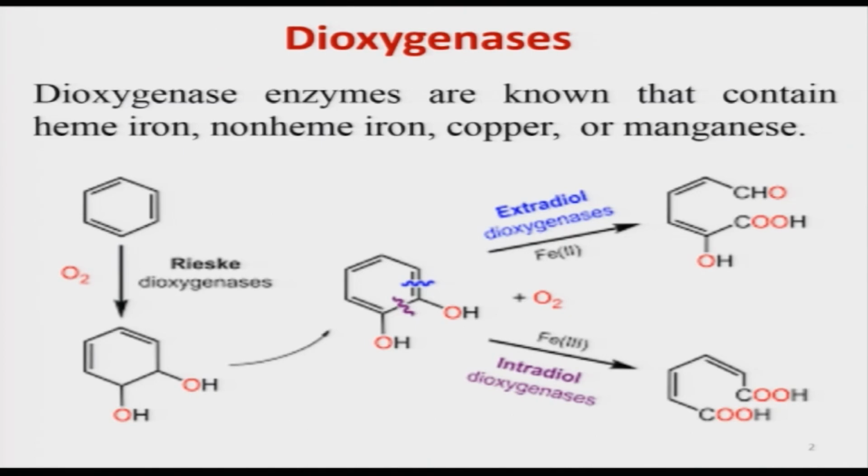Dioxygenase enzymes are known that contain heme, non-heme iron, copper or manganese. Here is a typical example of a dioxygenase. As you can see, the benzene is converted to catechol in the presence of dioxygen, and this catechol dioxygenase is responsible for cleaving this catechol.